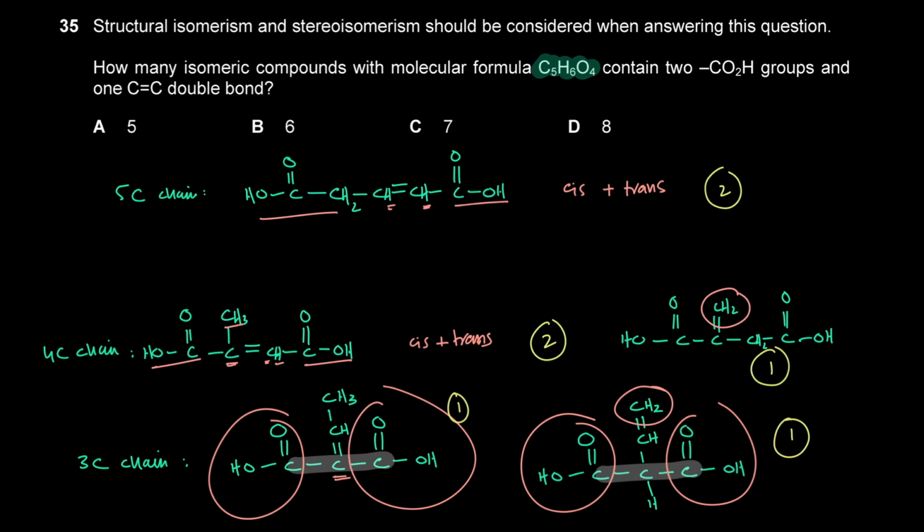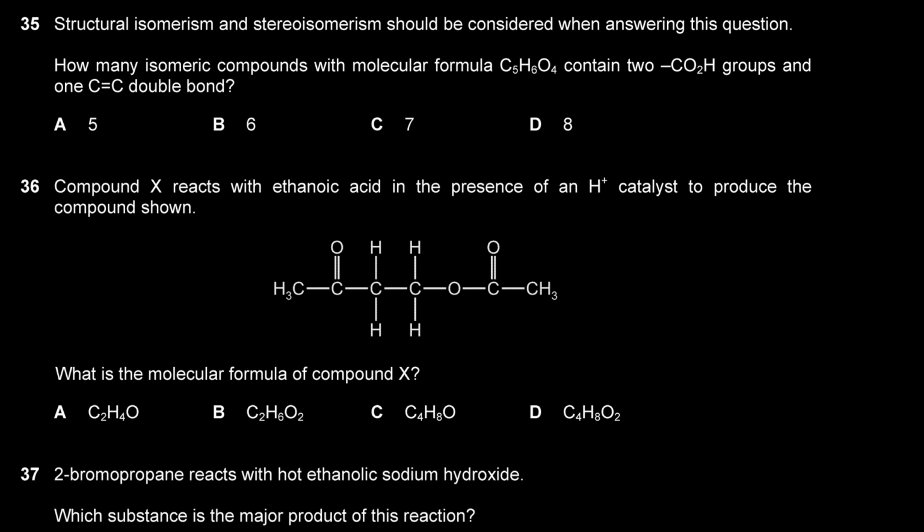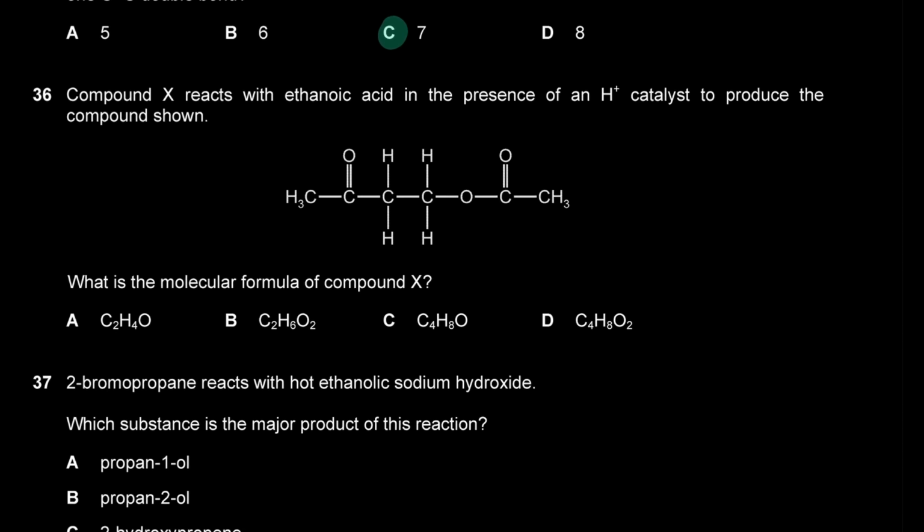The total number of isomers then that we have is 2 plus 2, that's 4, 5, 6, and then 7. So the answer here is C. Okay. So the answer to question number 35 is C. Okay, we have 7 isomers with the molecular formula C5H6O4 containing 2 carboxyl groups and a carbon-carbon double bond.